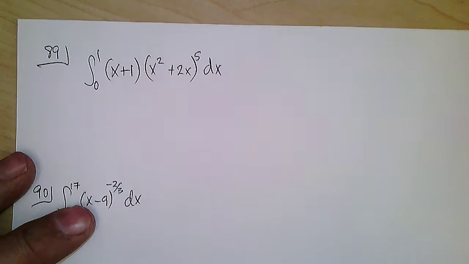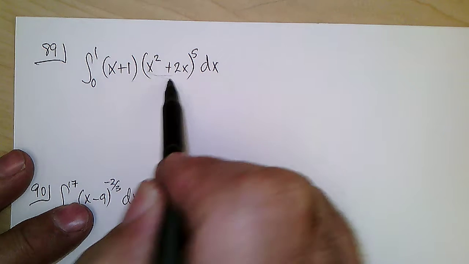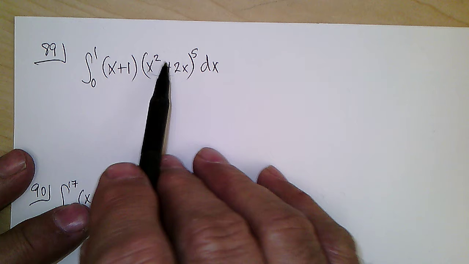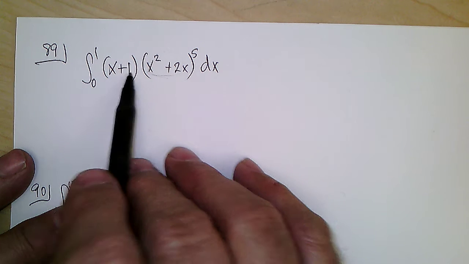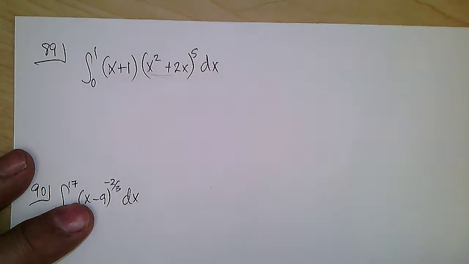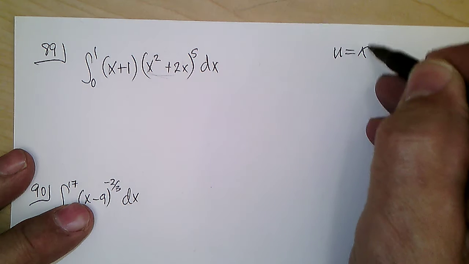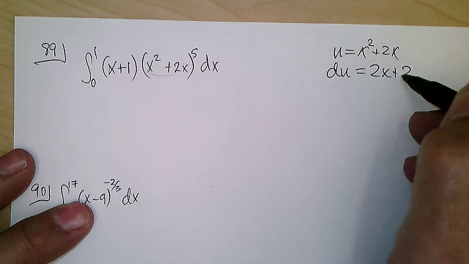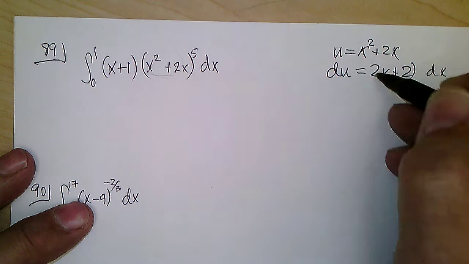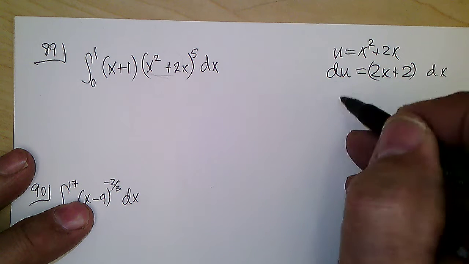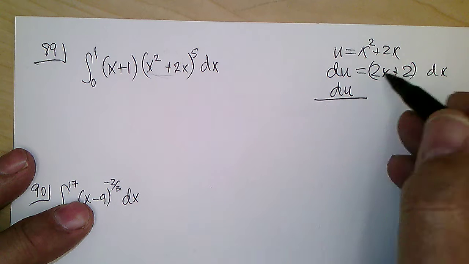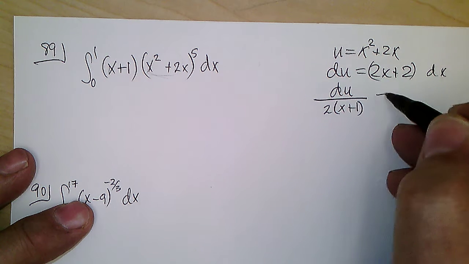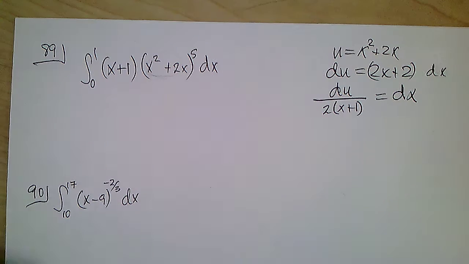89. Well, the derivative of this is going to be 2x squared plus 2, and 2 could come out, 2x plus 2, which is almost the same as that. So I'm going to let u equal x squared plus 2x. du is going to be 2x plus 2 dx. So if I divide by this, I'm going to get du over 2x plus 2, which is 2 times x plus 1, is what dx is going to be replaced with.